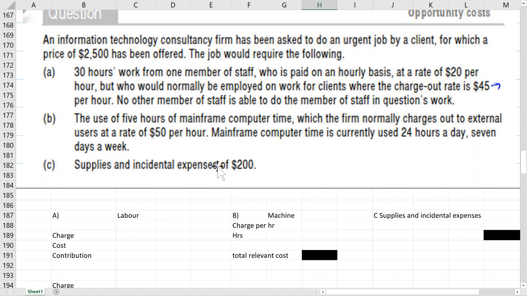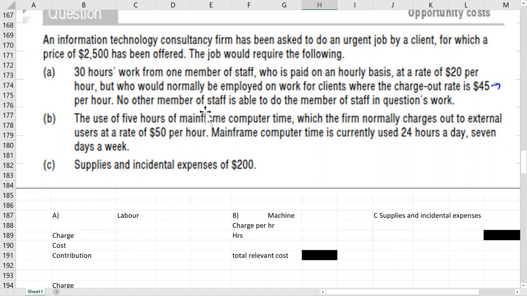The use of 5 hours of mainframe computer time, which the firm normally charges out to external users at a rate of 50 per hour. Mainframe computer time is currently used 24 hours a day, 7 days a week. Supplies and incidental expenses of 200. Okay.